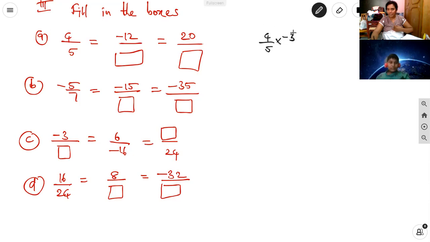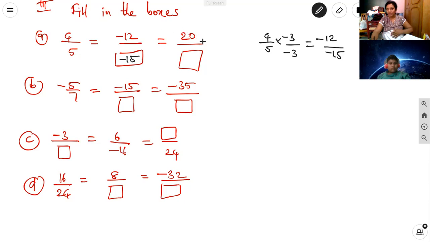What you multiply in the numerator, you should multiply the same number in the denominator also. Now 4 times minus 3 is minus 12. 5 times minus 3 is minus 15. So what is the number in the empty box? Minus 15 will come. Minus and minus get cancelled. 12 and 15 come in the 3 table. 3 4s are 12, 3 5s are 15. It's clear. No doubt about this one.